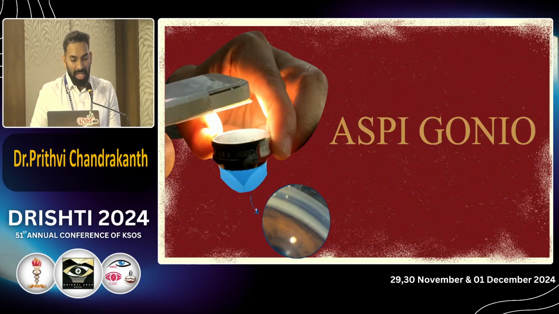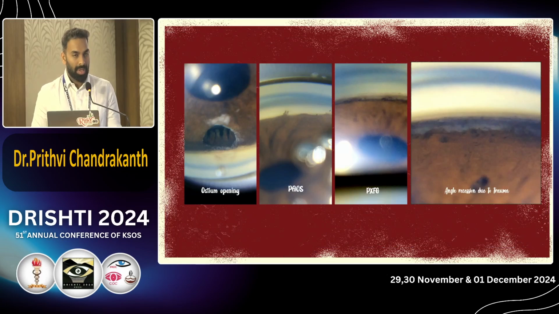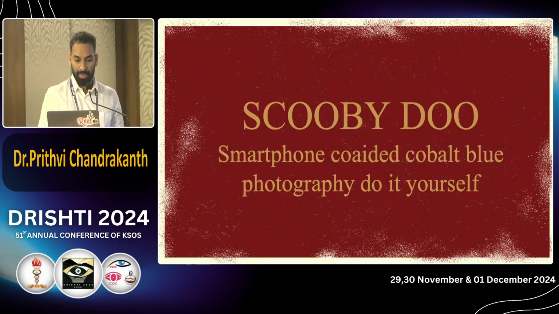The next one is the ASPE Gonio. Basically, this is also using ASPE, but the lens that we are using here is a 10 diopter lens. You can use an 8, 9 or 10 diopter lens, and keep it on the Gonio, and you can take images of the angles also.